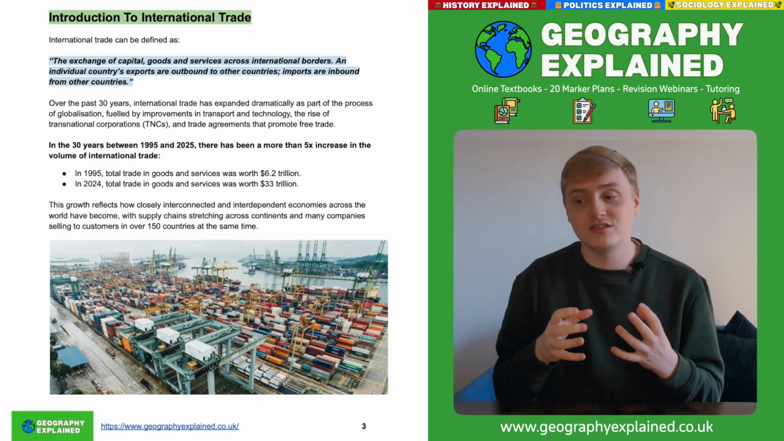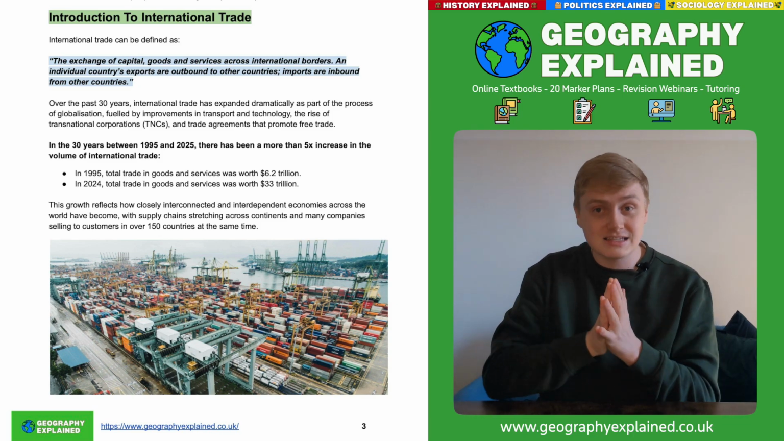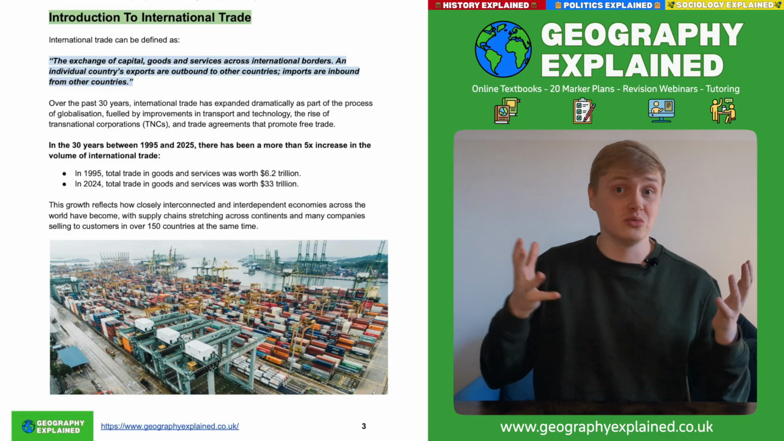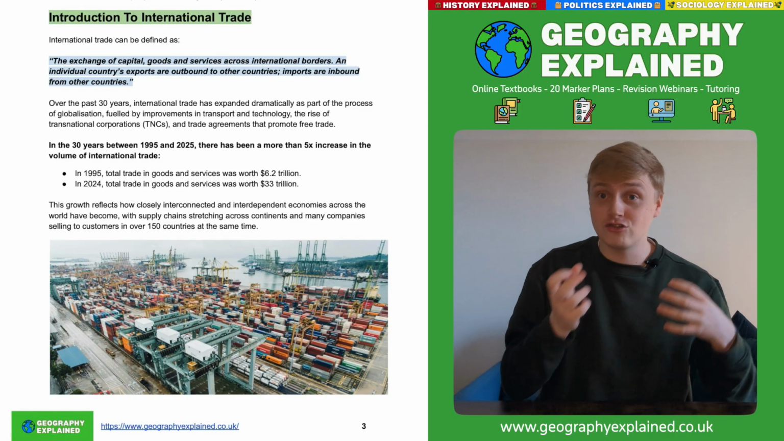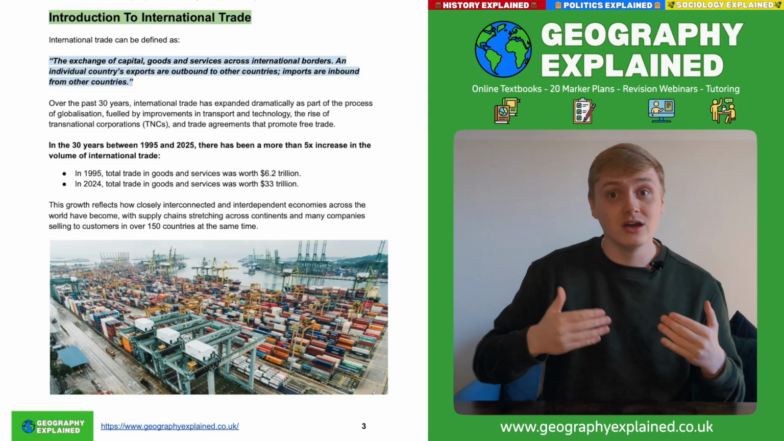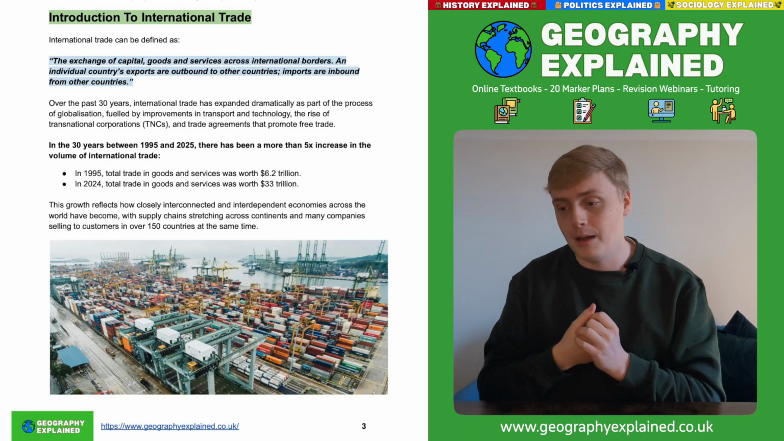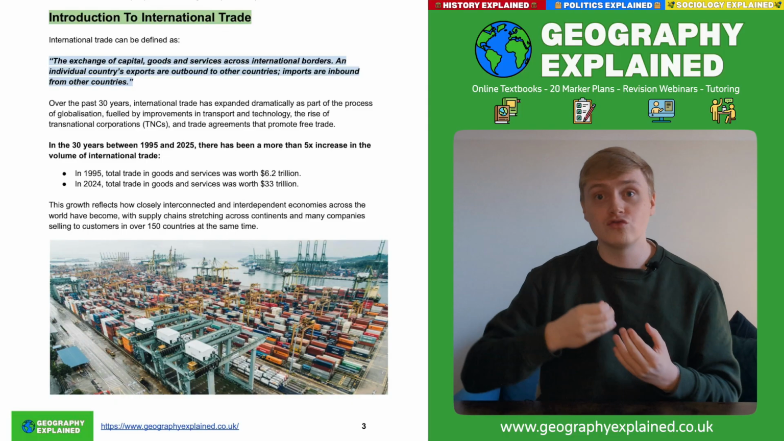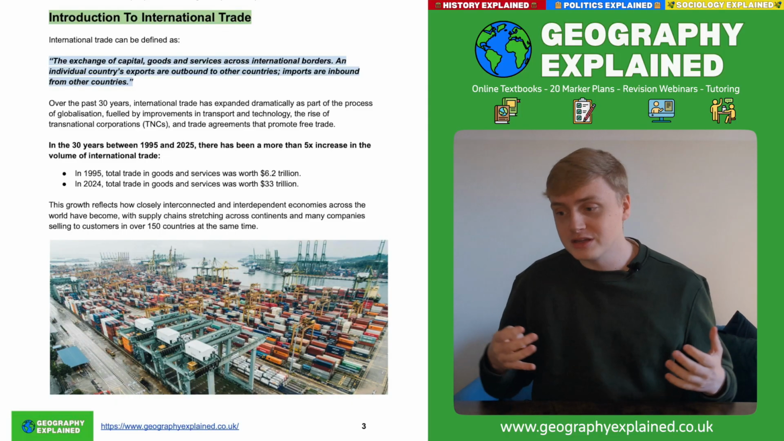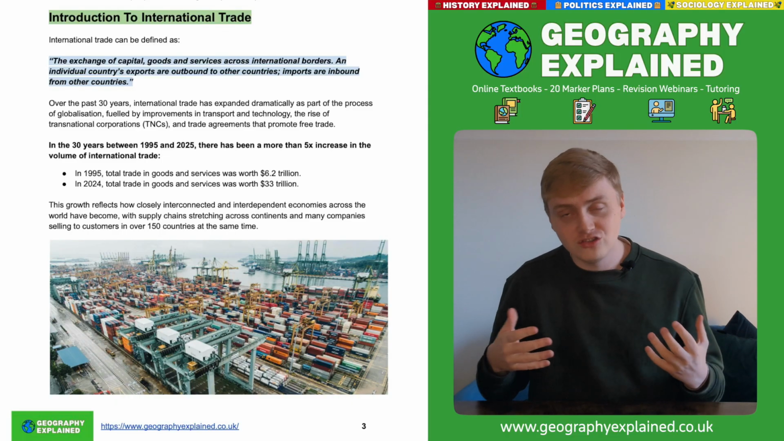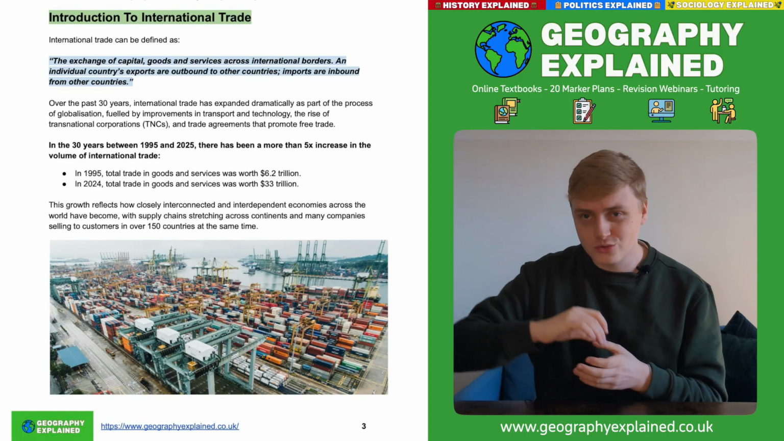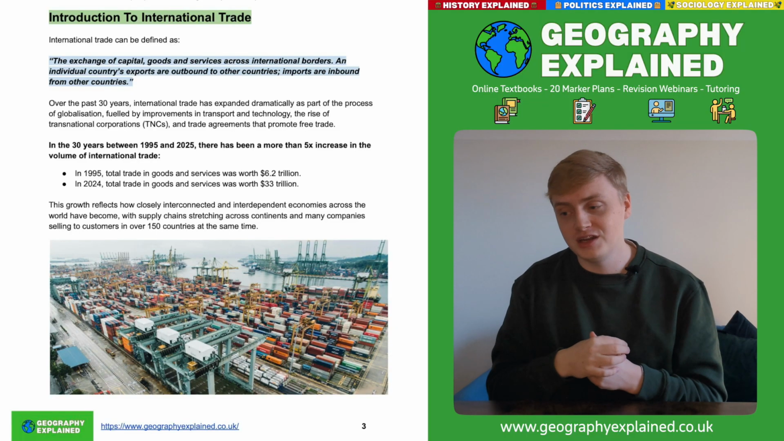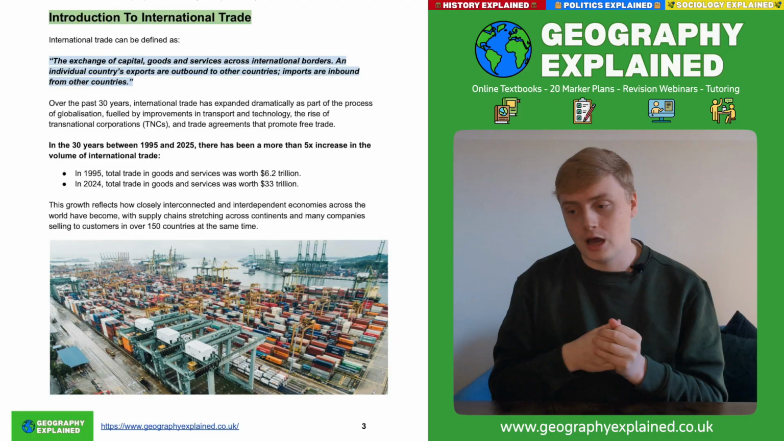Over the past 30 years, international trade has expanded dramatically across the world. What that means is effectively countries are trading, selling and buying with each other a lot more than they used to. And this has been really key to the process of globalization overall, driven by improvements such as in transport and technology, the rise of transnational corporations, which we'll look at in way more detail in a future video, and trade agreements which promote free trade.